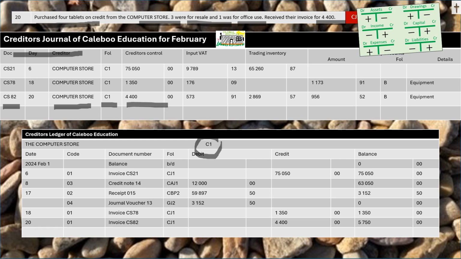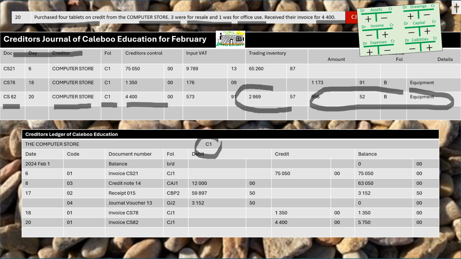Okay, let me just revise this. 1 was for office use, so it was equipment. The other 3 were for resale, so it's trading inventory. But we're only concerned in this video with the creditors control column. So on a daily basis, it's posted to the computer store account. 01 for credit. There's the document number, invoice CS82.